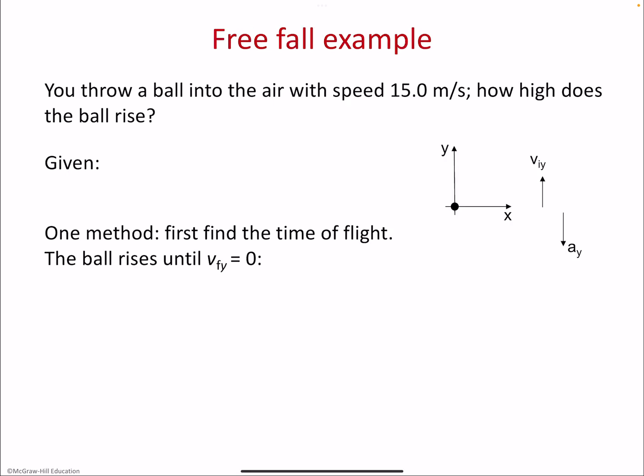So you throw a ball into the air with a speed of 15 meters per second. How high does the ball rise? Okay, so what is the only information that it gave us as far as numbers in this problem? Velocity. What kind of velocity? The initial velocity, 15 meters per second.